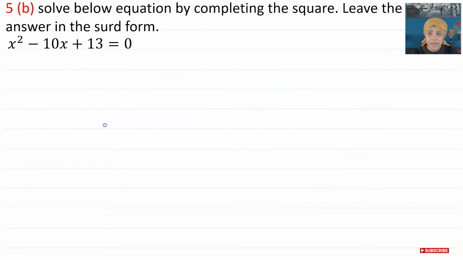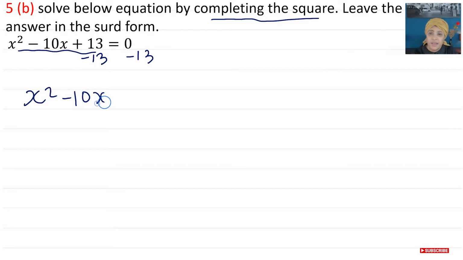And now for part B, we're told to solve the below equation, which is this one here, by completing the square. Leave the answer in surd form. Let's rewrite that. What I like to do is have everything that has x on one side and remove everything else and put it on the other side, which means I want to remove the 13, so I'm going to take away 13, and I need to do that on both sides. So this will give me x squared minus 10x equals negative 13.